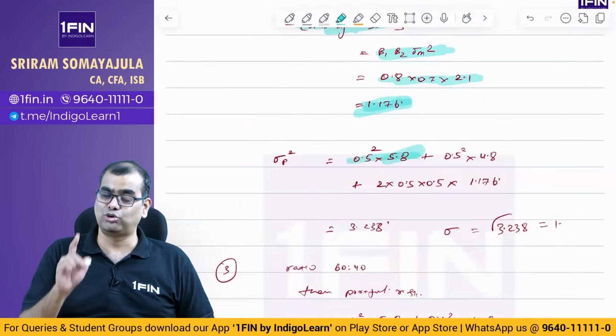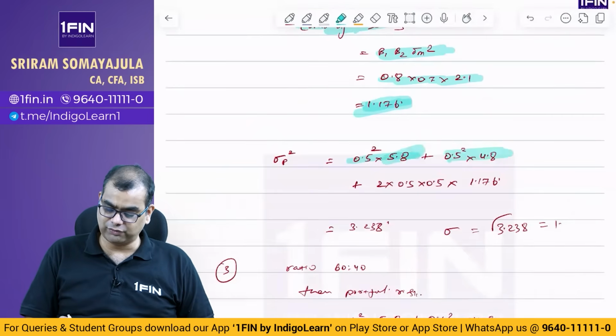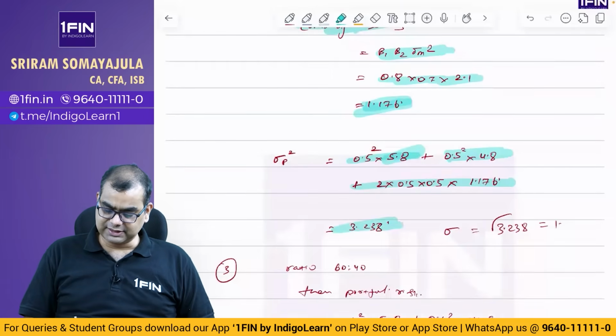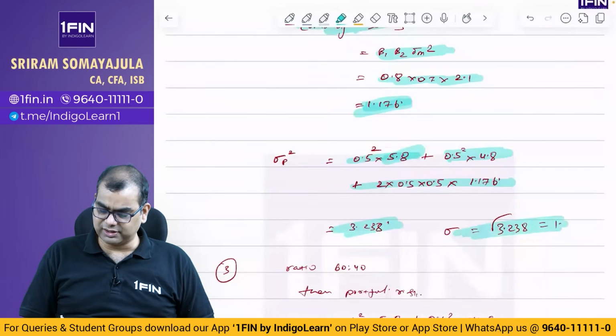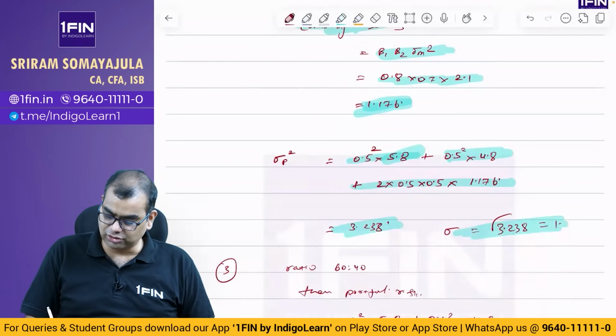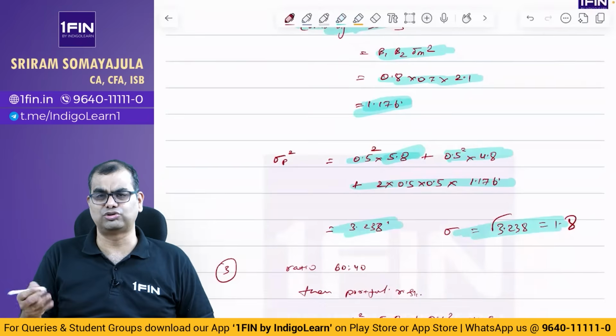So you directly multiply this, you don't do square again. And 0.5 square into 4.8 plus 2 into 0.5 into 0.5 into 1.176. You'll basically get 3.238. You can also give standard deviation form because they've asked portfolio risk. So you'll get 1.8, basically this, if you do square root of it.